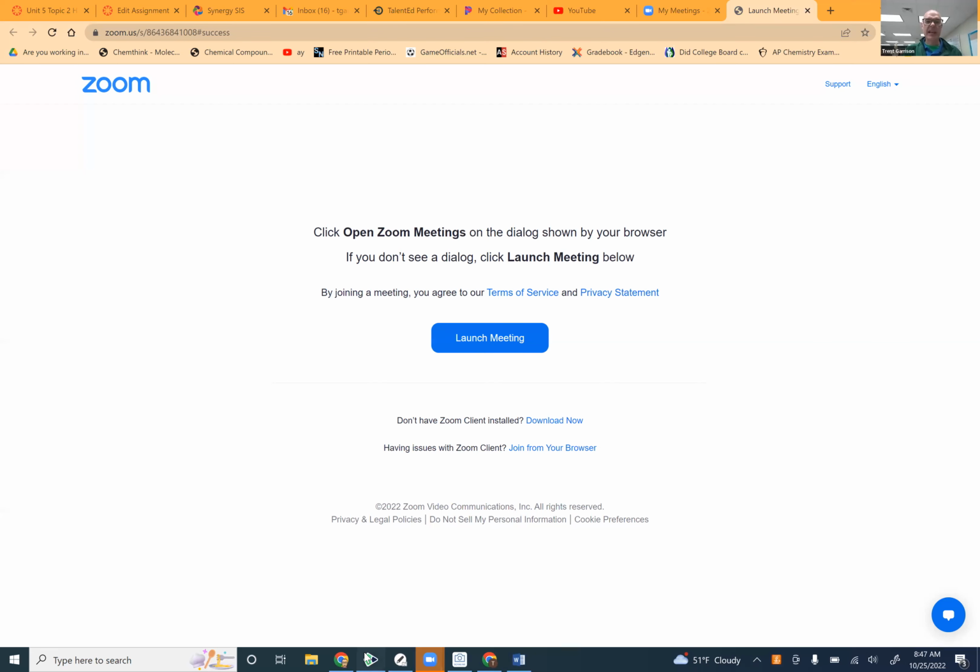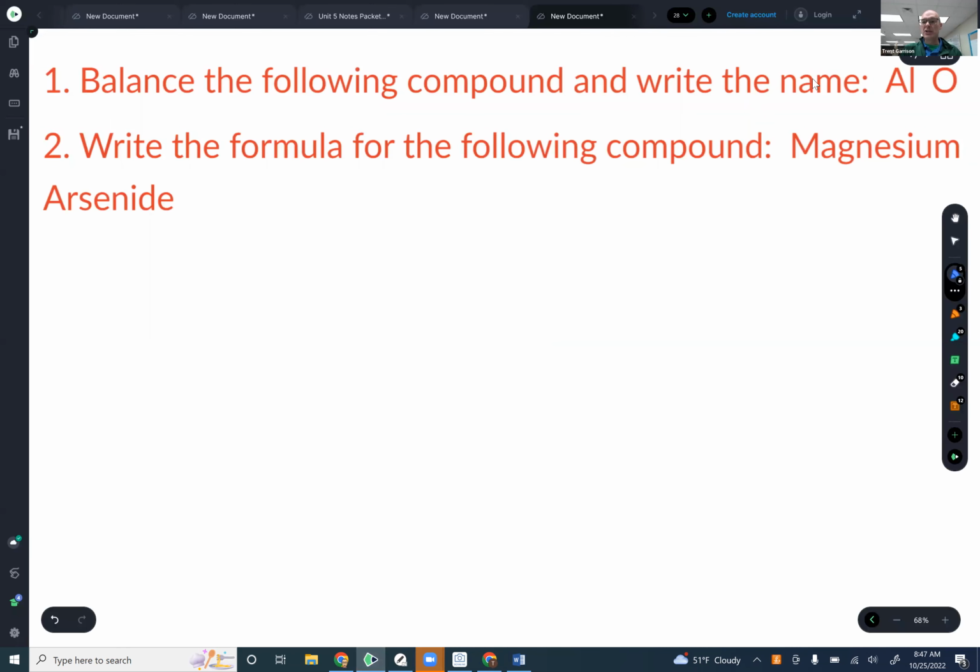This is the nomenclature unit, and we are going to try and figure out how to name these compounds and how to write their formula. So let me share with you my screen, and let's jump right into it. Here we go. So I've got two questions, very simple. I've got Al and O, and on question number one, I need to figure out how to balance this, and then I'm going to figure out how to name it.